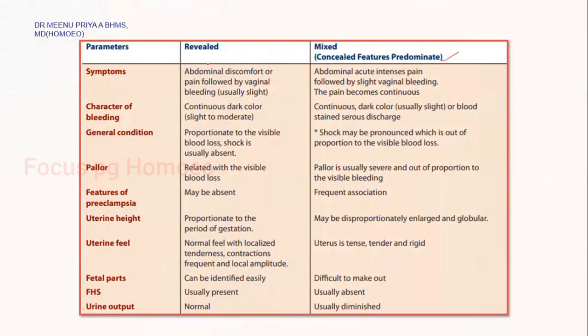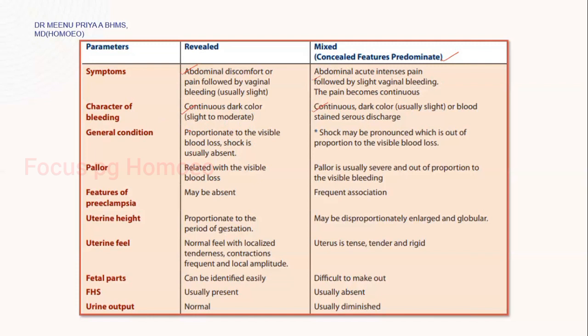Symptoms in revealed type are abdominal discomfort or pain followed by vaginal bleeding. One of the differentiating factors between placenta previa and abruptio is that placenta previa is painless, causeless bleeding. There is no pain with placenta previa, whereas with abruptio, there is pain. In the mixed type, there is acute intensive abdominal pain followed by slight vaginal bleeding, and the pain becomes continuous. The character of bleeding is continuous dark color bleeding, slight to moderate, whereas in the mixed type, there is continuous dark color, slight or blood-stained serous discharge.